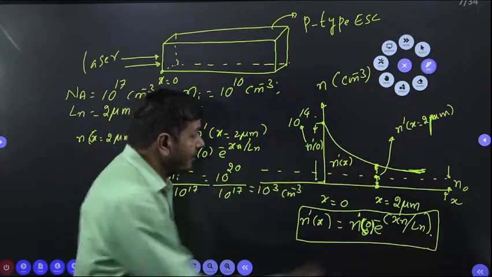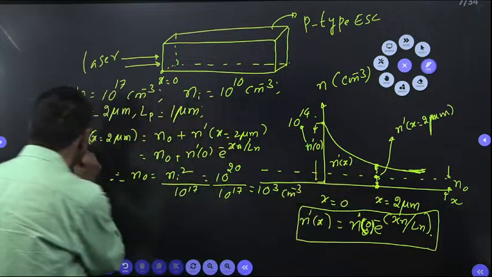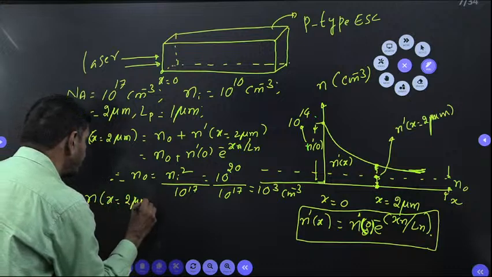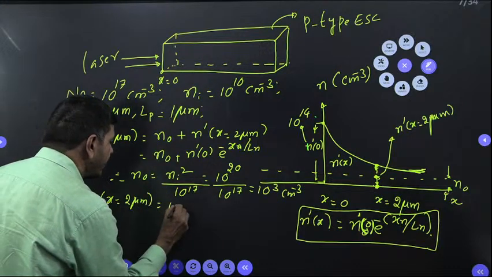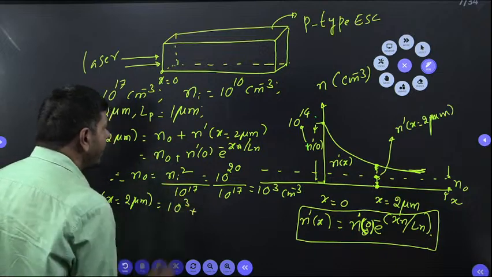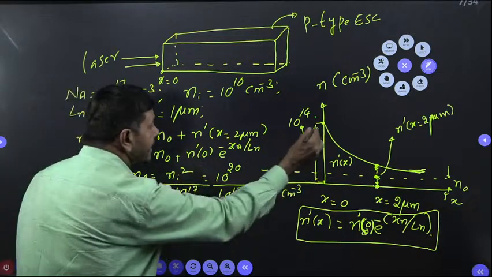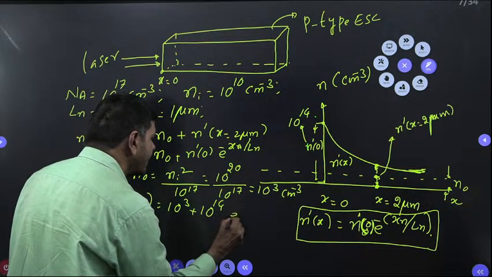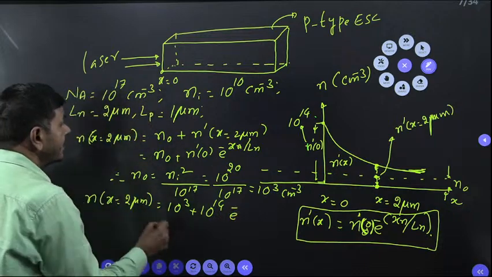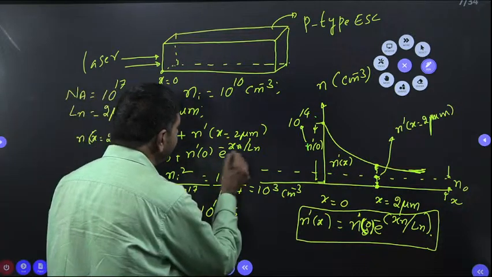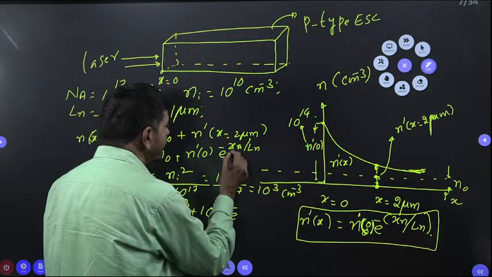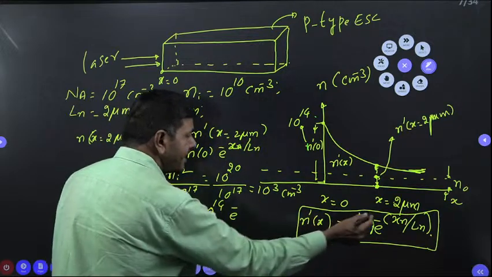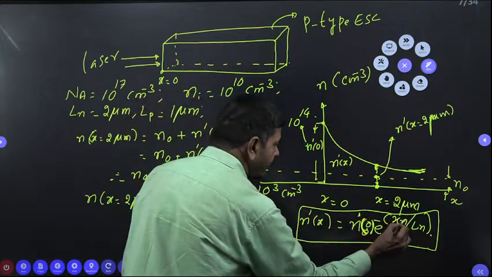But what do I want now? From here to here I want the total concentration, means N of X equal to 2 micrometers I want. That is nothing but N naught, I got 10 power 3, and N dash of 0 we got 10 power 14 into e power minus X. Not Xn, X only, sorry. X value how much? 2 micrometers only. X equal to 2 micrometers, not Xn, X we can put now.